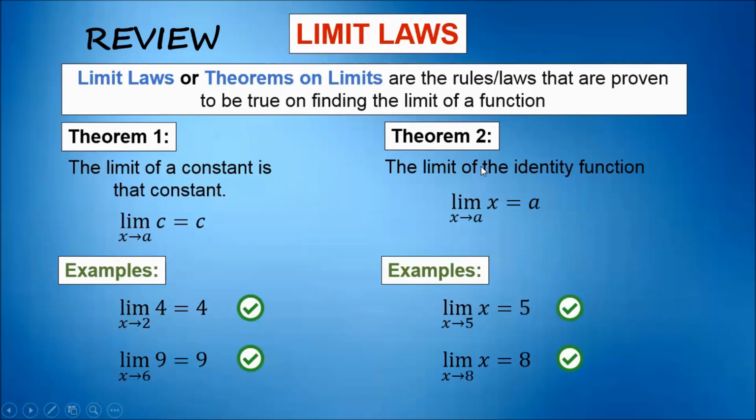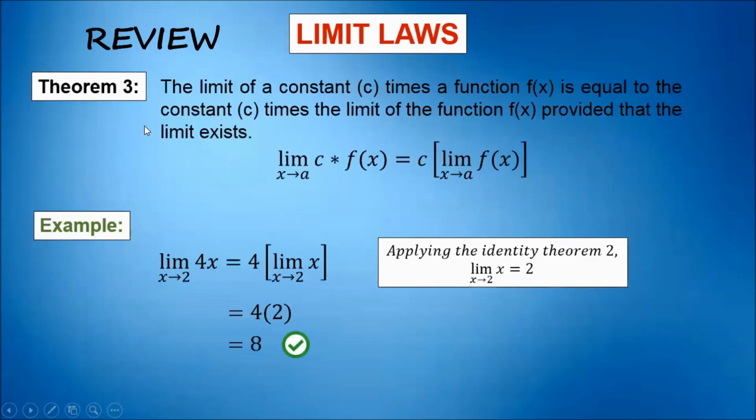We also have theorem number 2, which is the limit of the identity function. Our example is limit of x as x approaches 5. The answer is 5. Limit of x as x approaches 8 is equal to 8. Then we have theorem number 3, which is the limit of a constant times a function. Our example is limit of 4x as x approaches 2. By applying the theorem, the answer for that is 8.